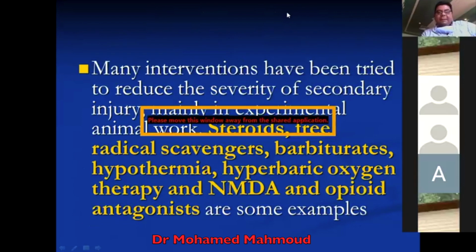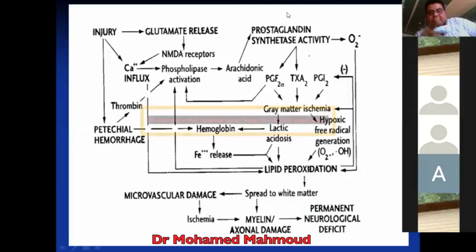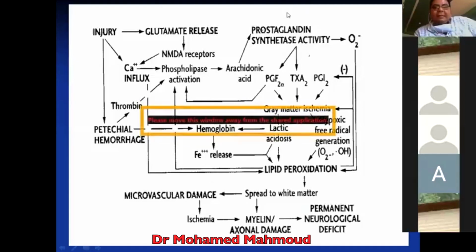mainly experimental: steroids, free radical scavengers, barbiturates, hypothermia, hyperbaric oxygen, and opioid antagonists. This is a diagram showing the mechanism of injury. After injury, there is glutamate release and calcium influx, leading to lipid peroxidation, cell apoptosis, and demyelination of the neurons.